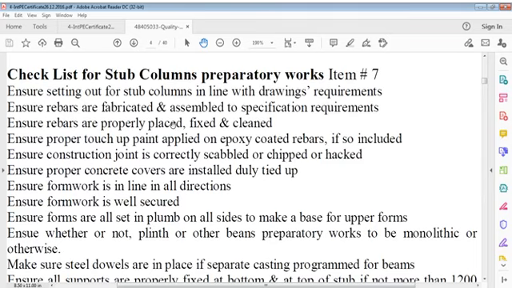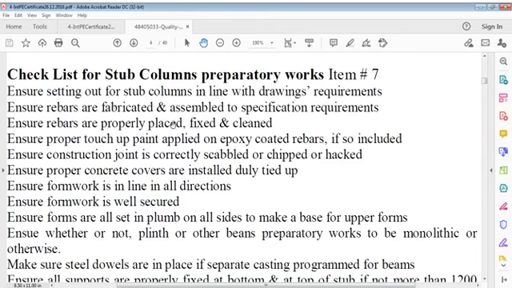Then construction joint is correctly scabbled or chipped or hacked. Construction joint means where you have left your footing and we have to start the stub. That is called construction joint preparation. Scabble it, chip it and remove all laitance from there. Clean it completely and also remove any stains of concrete on your steel. So brush it out with a steel brush. And proper concrete covers are installed and tied up.